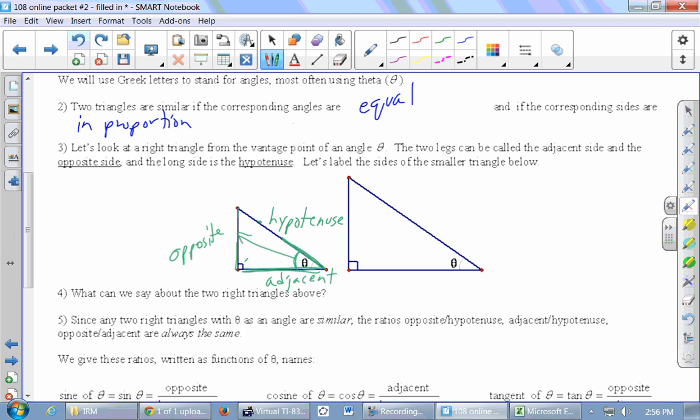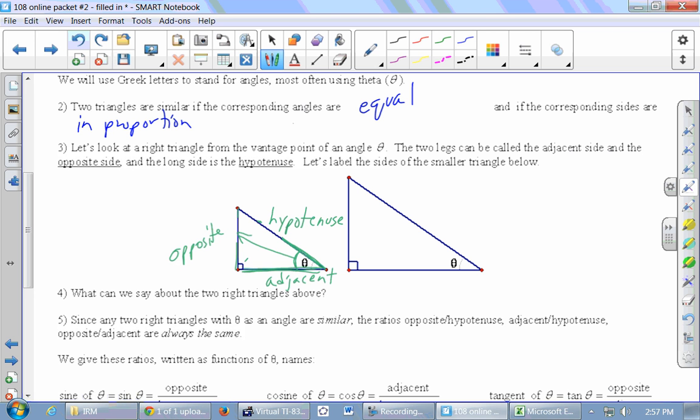Number 4, what can we say about the 2 right triangles above? Well, they're both right triangles. They both have an angle theta, which means that this remaining angle here, I don't know what it is, but they have to be the same as each other because you have only 180 degrees to play with in the entire triangle, right? And 90 and theta are accounted for in both. So what's left over has to be the same. These 2 angles here have to be the same. And in a triangle, and only in a triangle, that means that automatically the sides are in proportion.